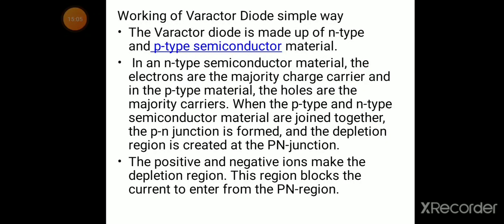Working of a varactor diode in a simple way. The varactor diode is made up of N-type and P-type semiconductor materials.